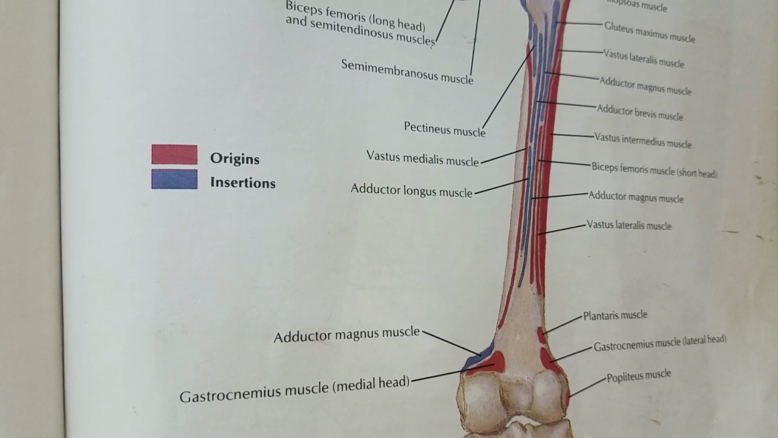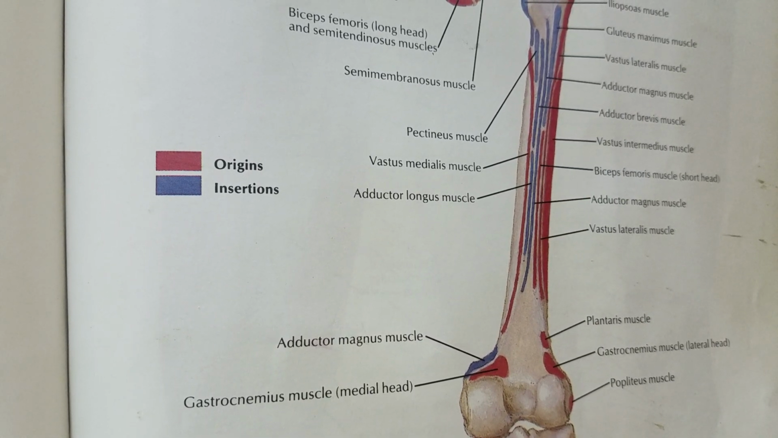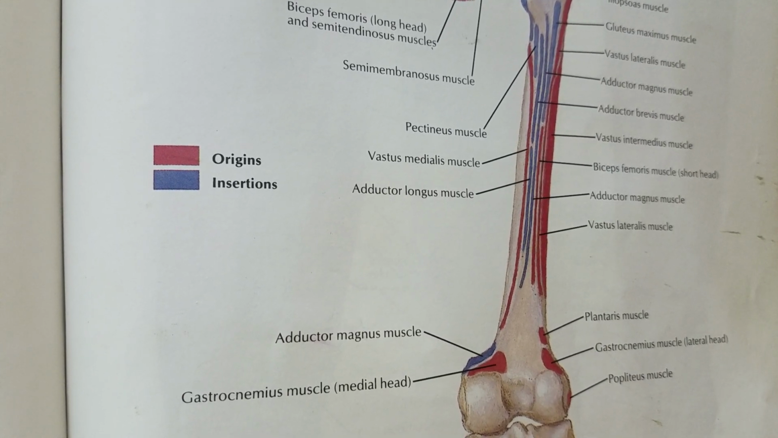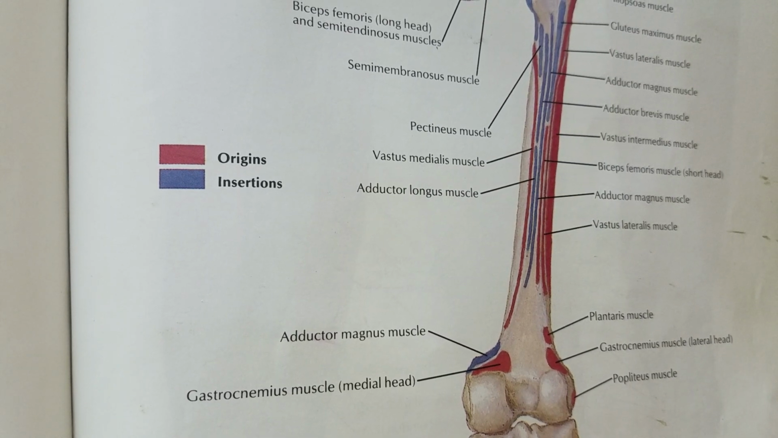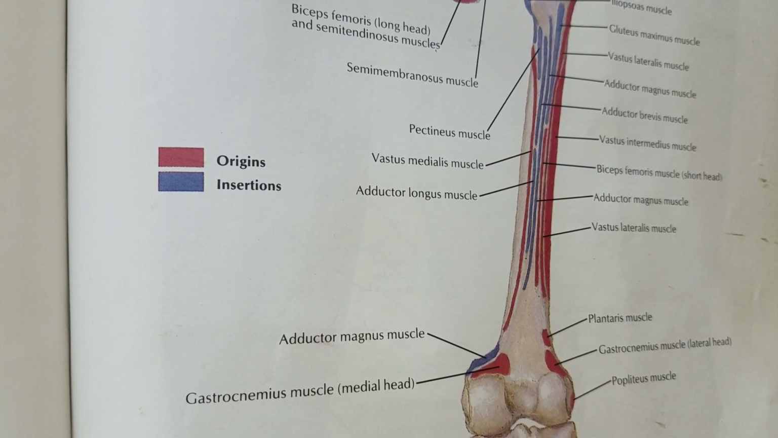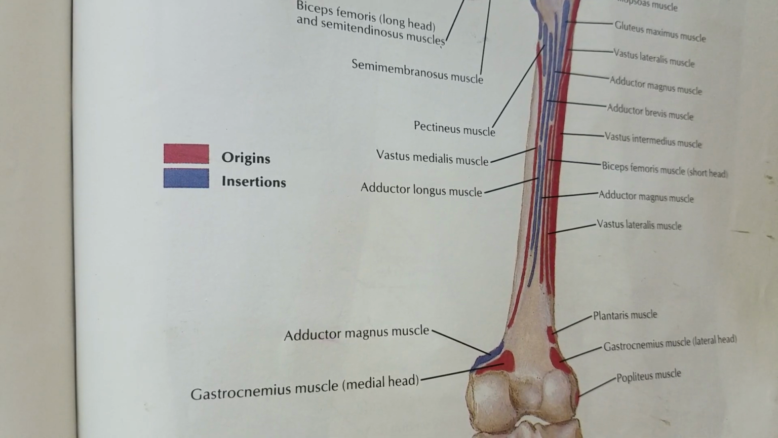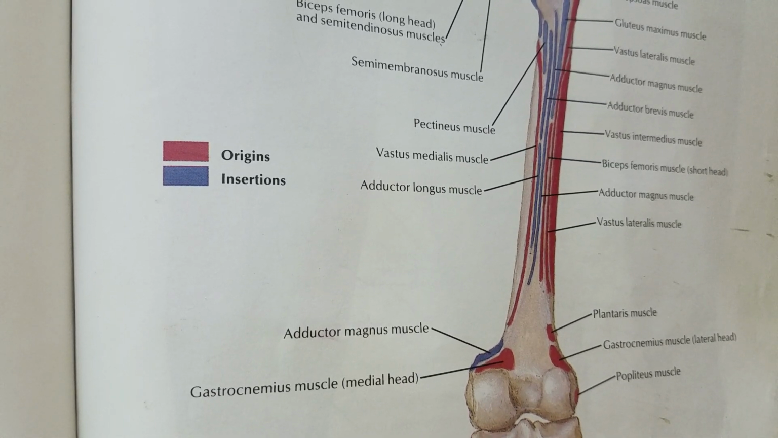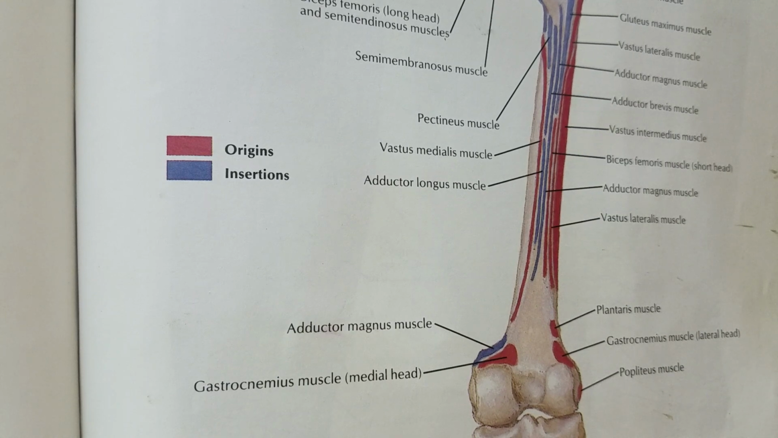So just a review of all the muscles on the posterior aspect of the femur. If we start again from medial to the lateral side, you have the vastus medialis muscle, then you have the adductor longus muscle. Lateral to that, you have the adductor magnus, and superiorly you have the adductor brevis muscle. Further laterally, you have the short head of the biceps femoris muscle. After that, you have the vastus lateralis muscle.